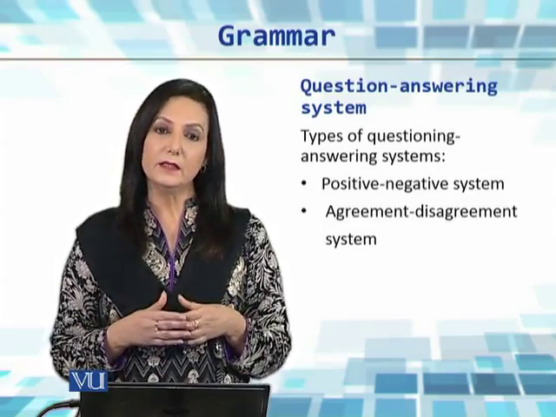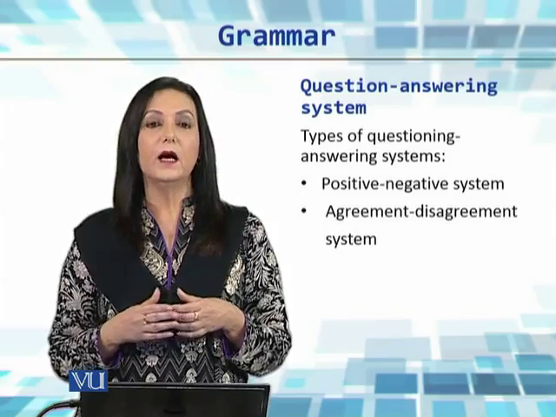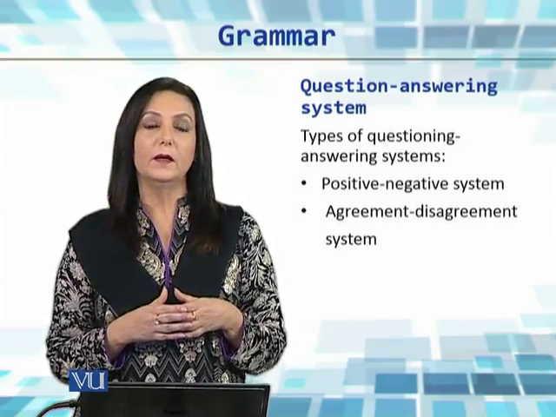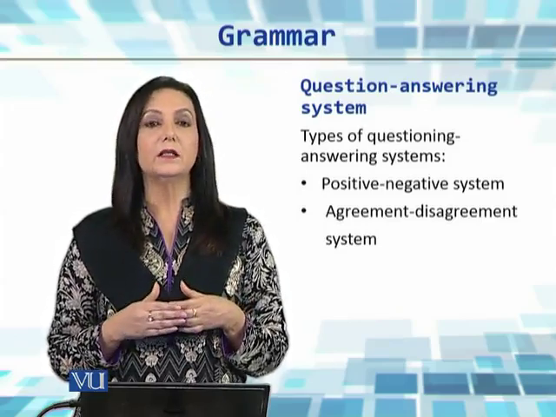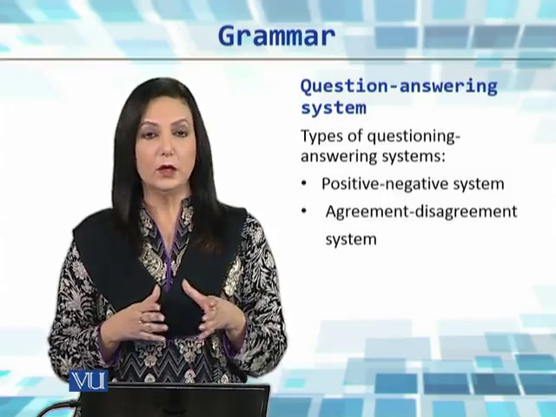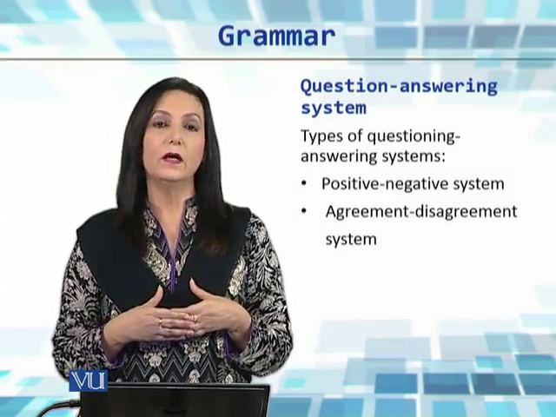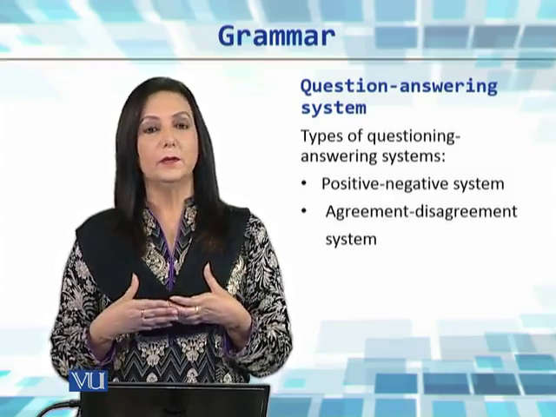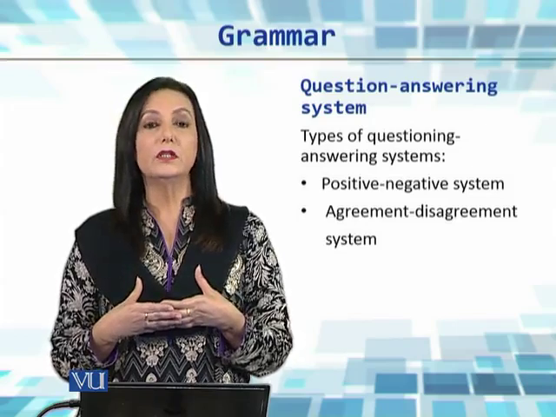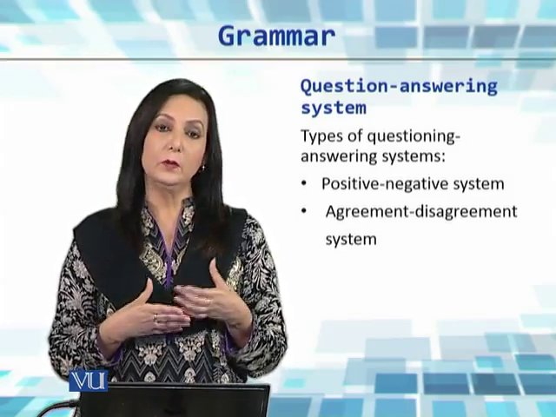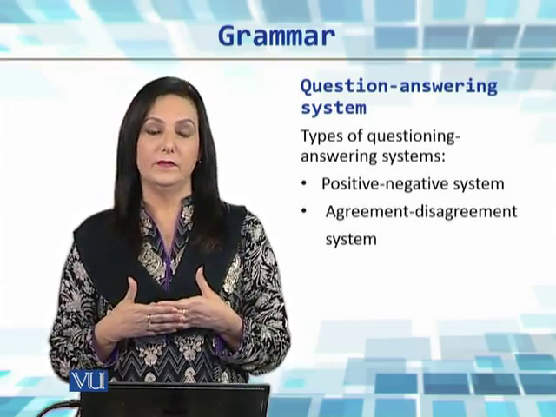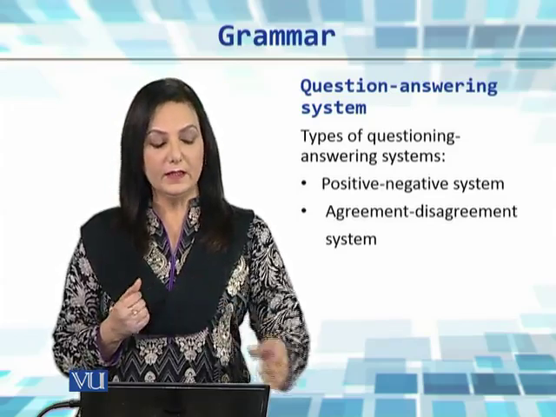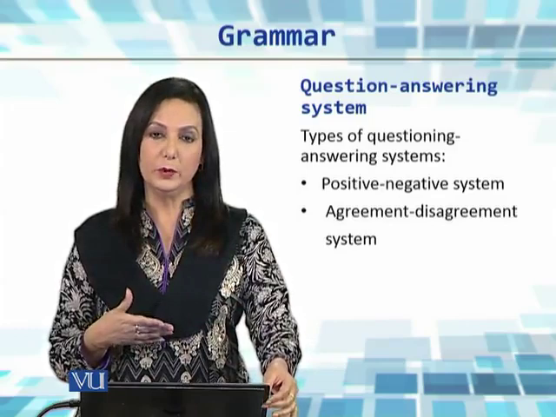Whereas in agreement disagreement questioning system, the answer is always in the positive. Irrespective of the fact that the question is negative, the answer will be positive. So it does not really follow the tendency of the question. If the question is negative, the answer will be positive. The answer which is confirming the assumption of the question will still be in the positive, and this is done to show agreement with the questioner. Let's take a look at some examples which will make this point more clear.